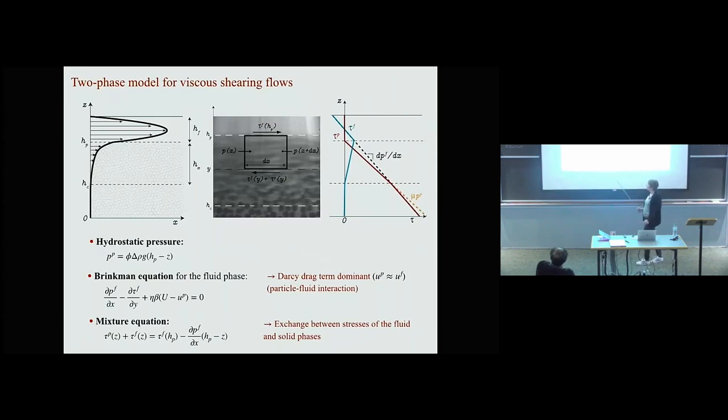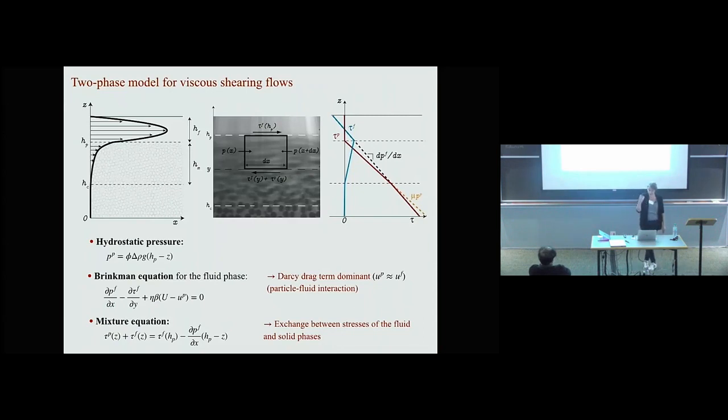And if we look at the mixture equation, we can find that the total pressure, the total stress increases in the bed due to the pressure gradient. But then there is a transfer from the fluid to the particle. So if you look at this sketch, inside the pure fluid layer, the fluid shear stress increases, and then inside the bed, it decreases while the particle pressure increases. So there is a transfer of stress.